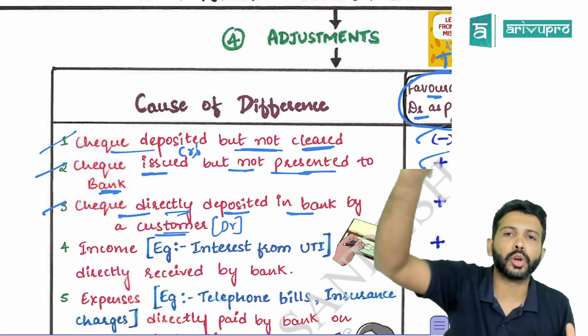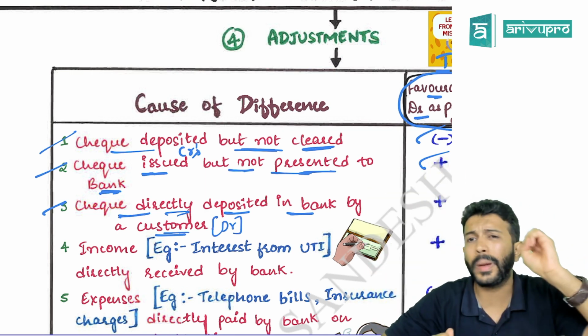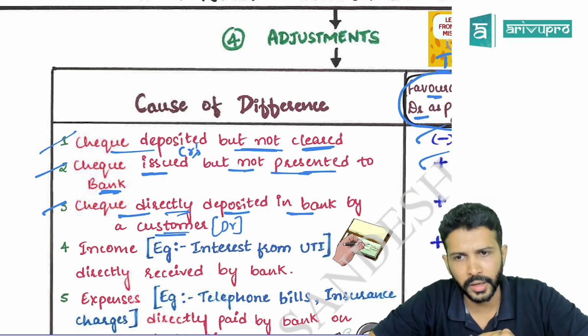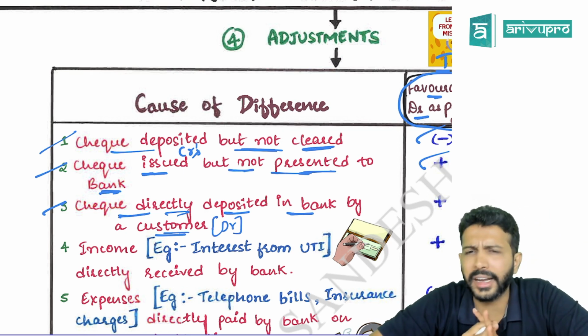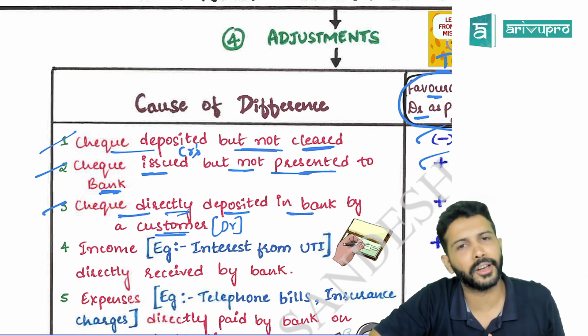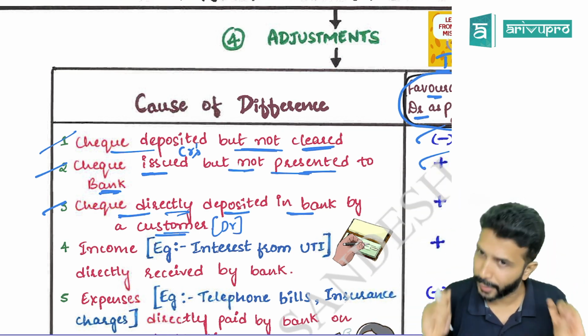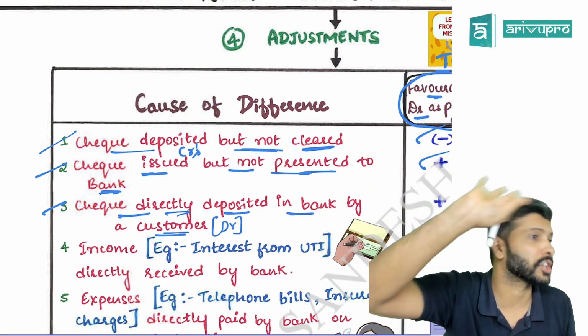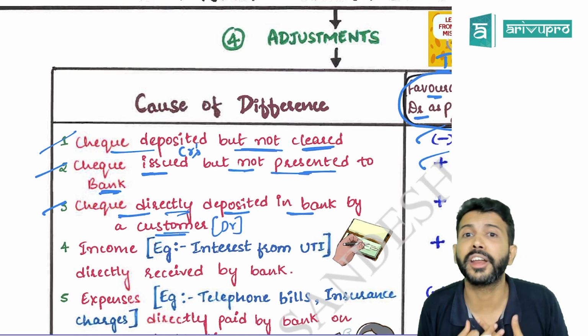Piyush. I have sold goods to Piyush worth, let's say, 20,000 rupees. He said he will pay after 10 days. I said no problem. He's such a nice person, he directly went to my bank account and deposited the check. He did not give me the check. What did he do instead?